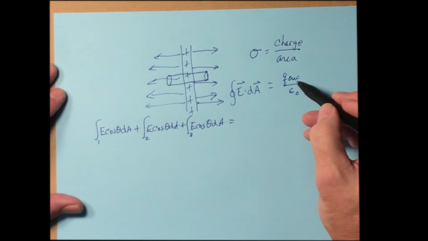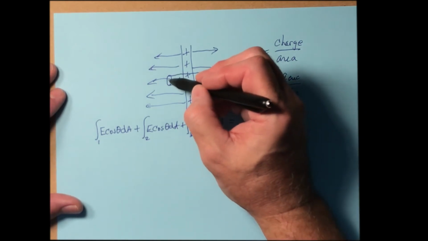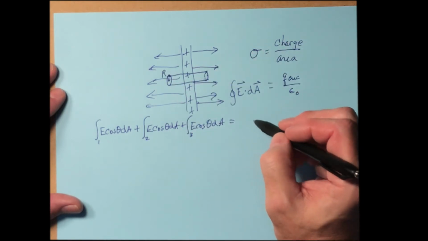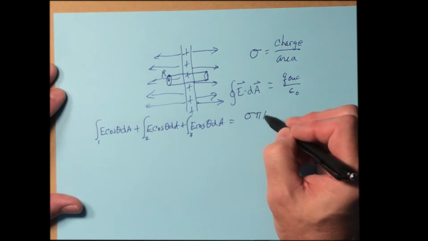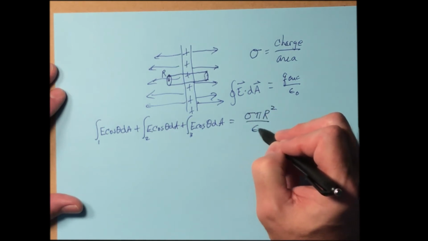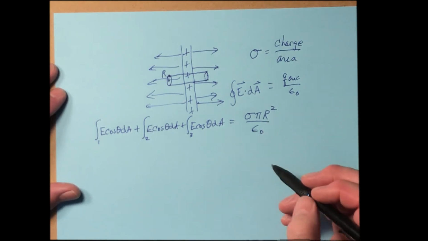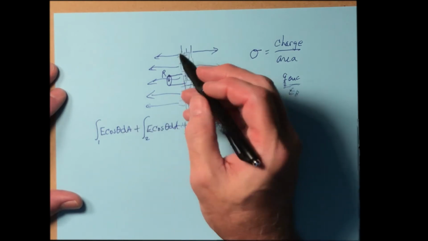And all of that's equal to Q enclosed. Well, what's Q enclosed? If we say the radius of this is R, then that is sigma times pi r squared over epsilon naught. That's the amount of charge that's enclosed divided by epsilon naught. All right, breaking down this into its three parts.